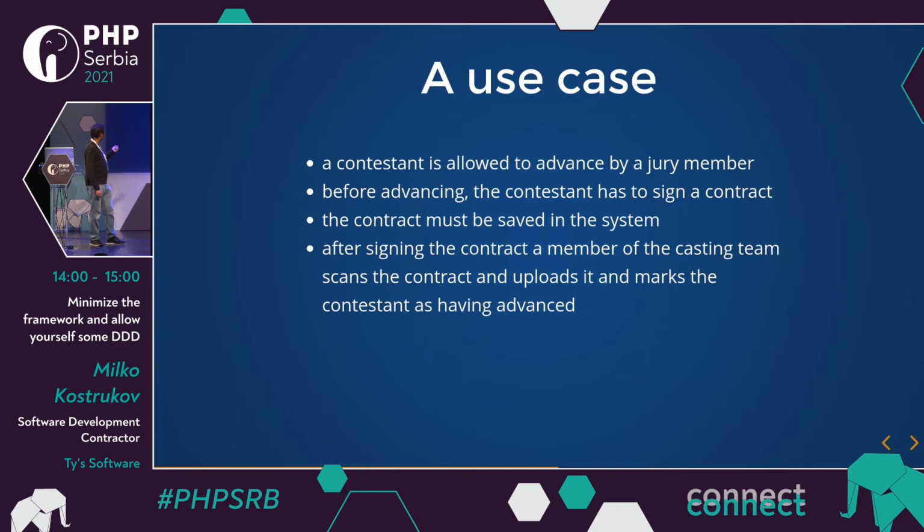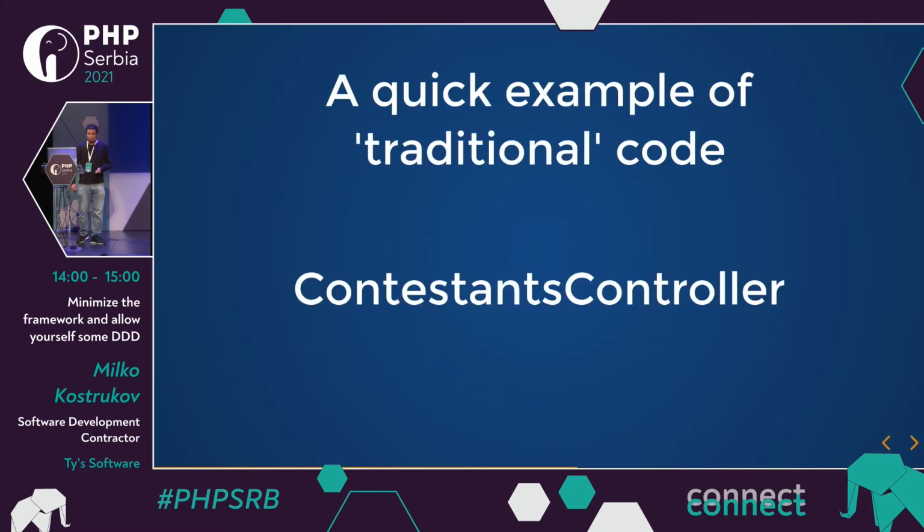And what have I come up with? After signing the contract, a member of the casting team scans the contract and uploads it, and then the contestant is good to go for the next round. All right. So how would this probably look with traditional code?